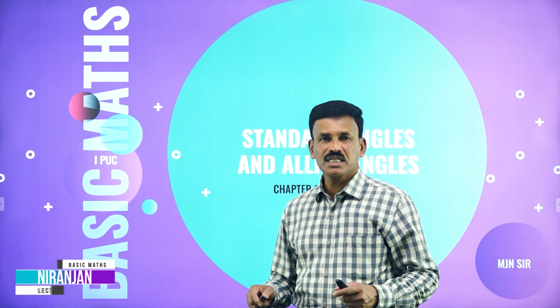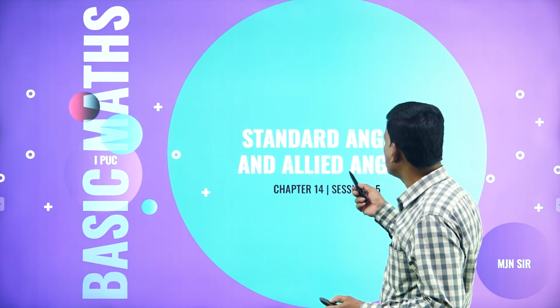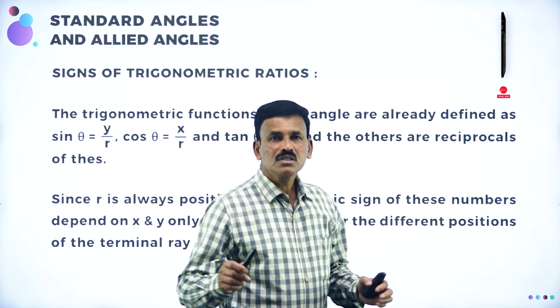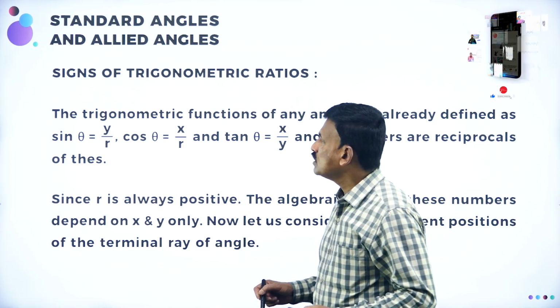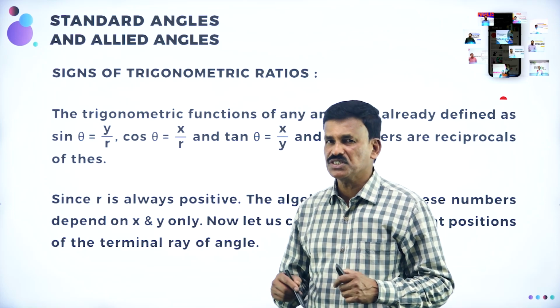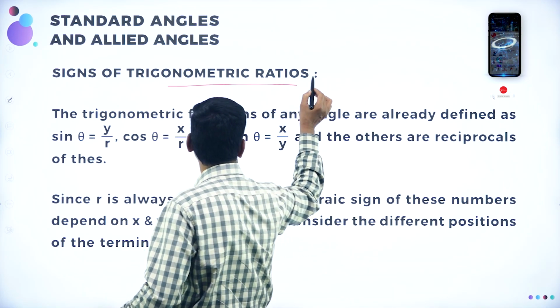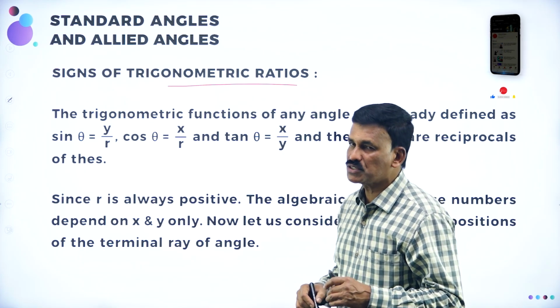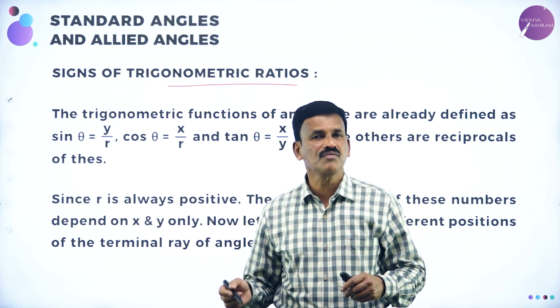So today in this session I am going to discuss a very important concept of the second part of this chapter, allied angles. Now in this session I am going to discuss allied angles to theta. Before going to the exact definition of allied angles, let us know the signs of trigonometrical ratios, in the sense in the first quadrant, second quadrant, third quadrant and fourth quadrant.